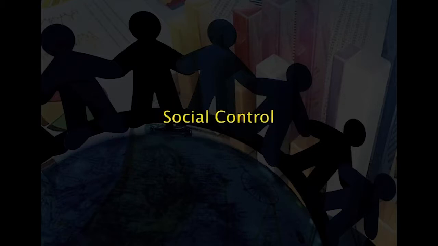The next term, social control. Social control is the pattern of influence the society exerts on individuals and groups to maintain order and establish rules in the society. Social control helps in maintenance of desired social values.